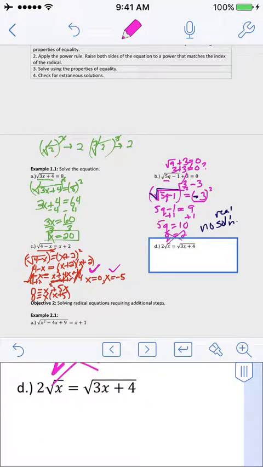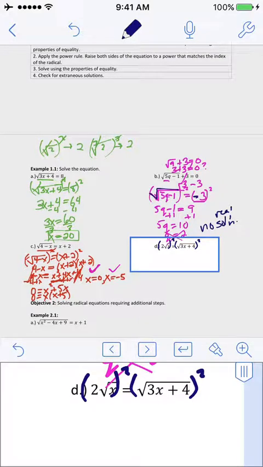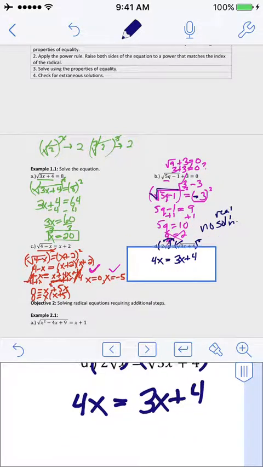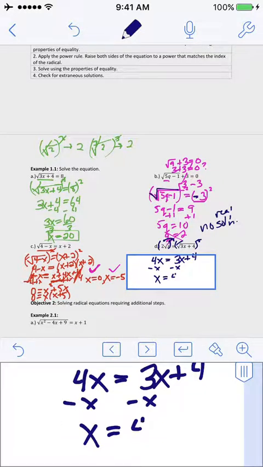Alrighty. Let's do another one. This time we've got two radicals. I'm going to start by, even though this is not entirely by itself, I'm still going to square both sides. Because I can square a 2 pretty easily. So 2 becomes 4, right? They're being multiplied, so I can distribute. And that's 4x equals 3x plus 4. Subtract, and I get x is equal to 4.